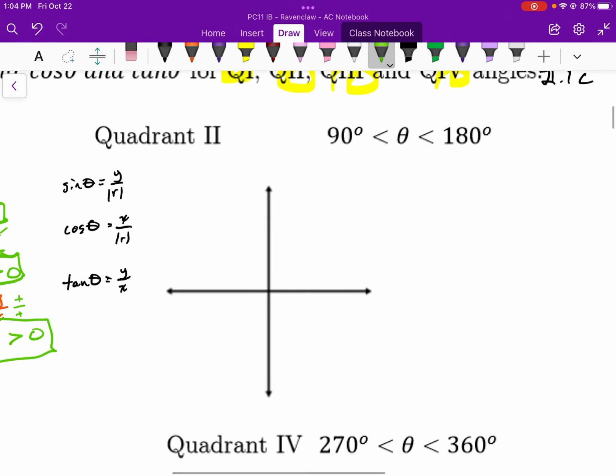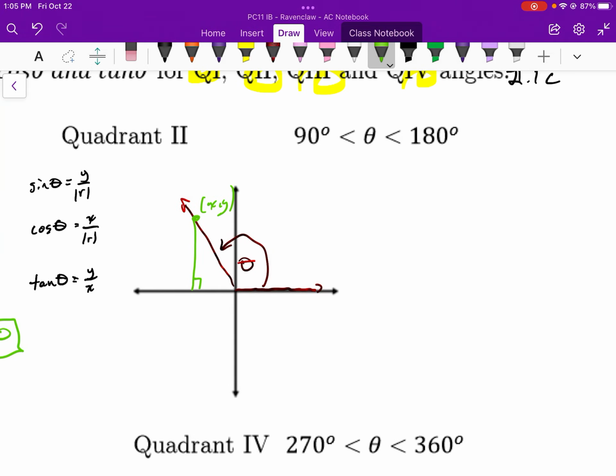Let's move on to quadrant number 2. What do we know about angles in quadrant number 2? I'm just going to draw an angle in quadrant number 2. There we are. My angle would be defined like this. So there's theta. I have a point here, x, y. And I'm going to make my right triangle right here. Well, the x-coordinate of all points in quadrant number 2 has to be negative. The y-coordinate is positive, and by definition, my radius vector is also positive.